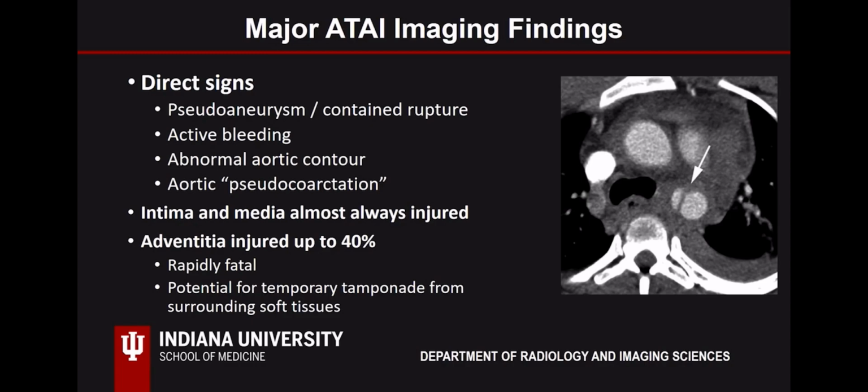In this image, we see an aortic pseudoaneurysm involving the proximal descending thoracic aorta. Again, this looks like a dissection, but it is not. We're simply seeing contrast collecting outside of the aortic lumen.